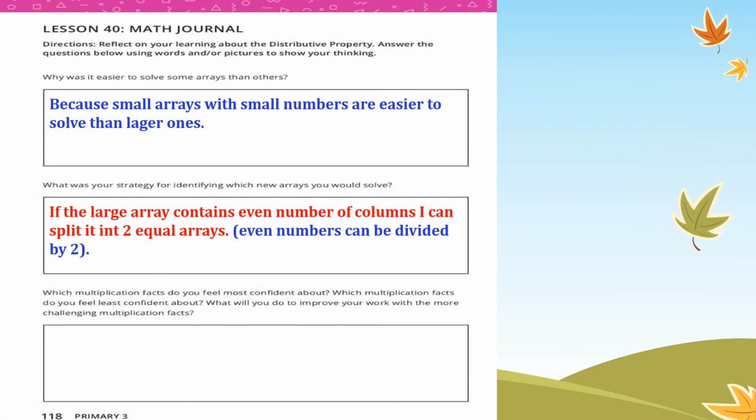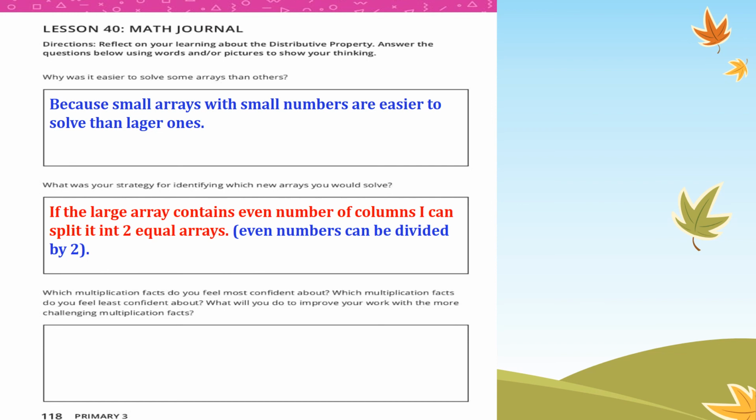Reflect on your learning about the distributive property. Answer the questions below. First question, why was it easier to solve some arrays than others? I can say because small arrays with small numbers are easier to solve than larger ones. If I have a small array and a large array, which will be easier? Sure, the small, because it's small numbers. When I multiply small numbers, it's easier to solve than big numbers.